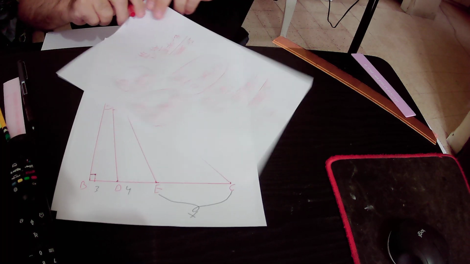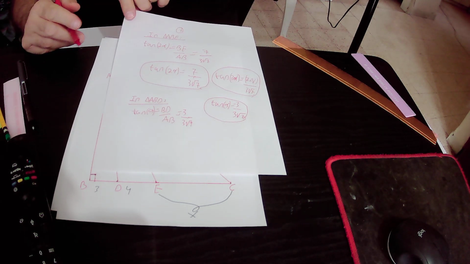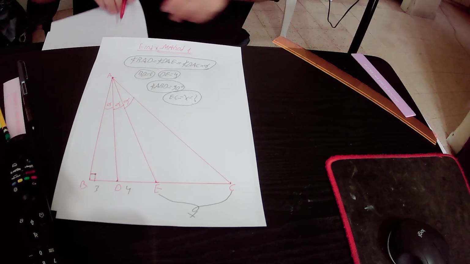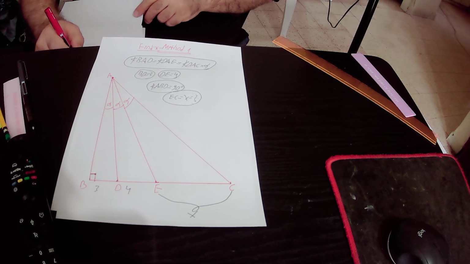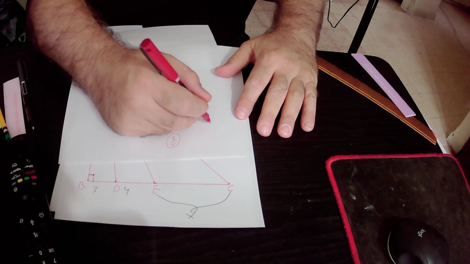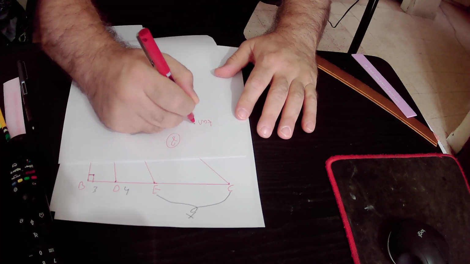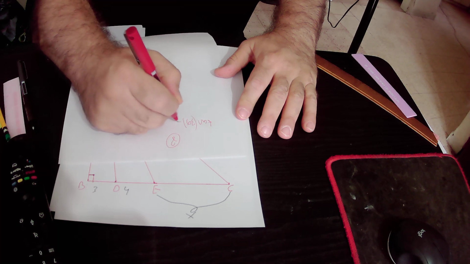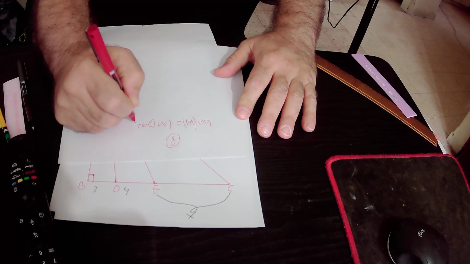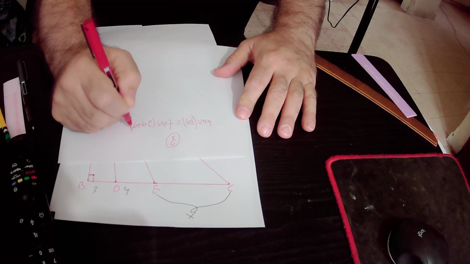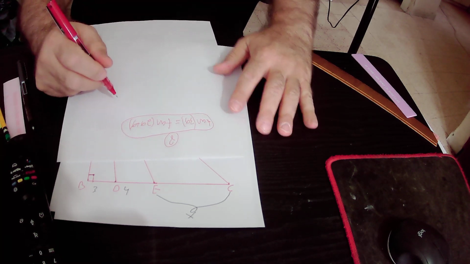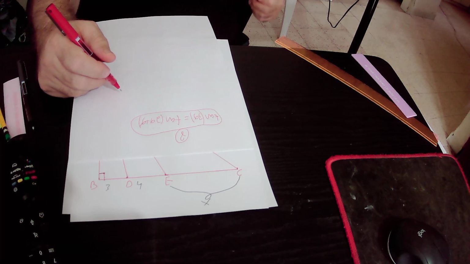So we actually found the values of tangent alpha, tangent 2 alpha, and tangent 3 alpha. And we also know that tangent 3 alpha equals tangent of 2 alpha plus alpha. Okay, tangent 3 alpha equals tangent of 2 alpha plus alpha.